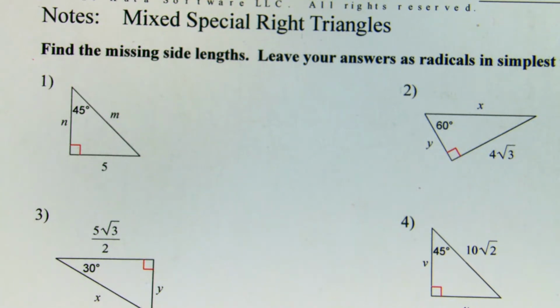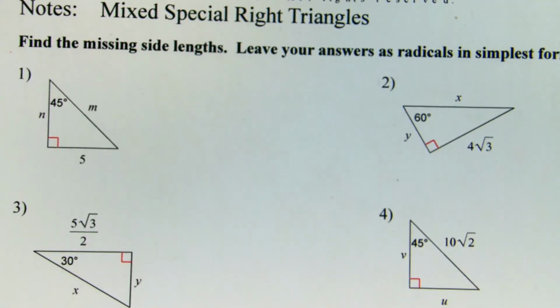Today we're mixing them up. Some problems will be 45, 45, 90 triangles, and some problems will be 30, 60, 90 triangles to show if you really understand the concepts and can keep them straight in your head. So that's what these notes are for, and your homework is going to be due on Monday, and it's going to be these types of problems.